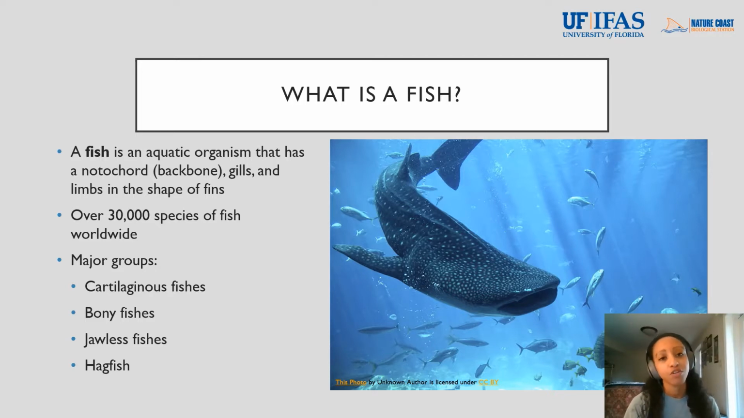And there are over 30,000 fish species worldwide. They're one of the most diverse groups of animals on the planet. And there's four major groups of fishes. So you have your cartilaginous fishes, which are your sharks and your rays, bony fishes, you have jawless fishes like a lamprey, and you have hagfish.